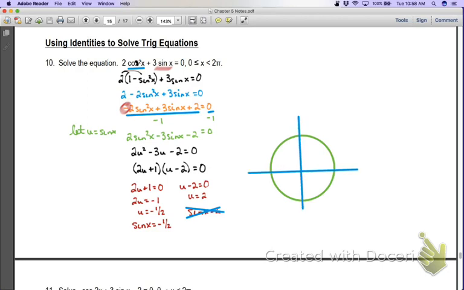we can use our circle and know when our y value is negative 1/2. Okay, so when it is negative 1/2 here or here, so 7 pi over 6 and 11 pi over 6. So that means x is equal to 7 pi over 6 and 11 pi over 6.